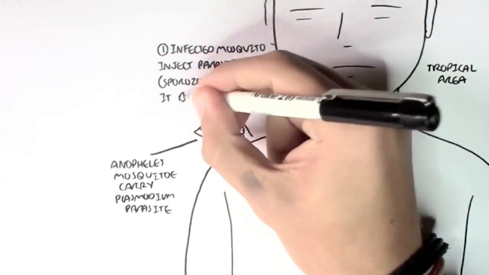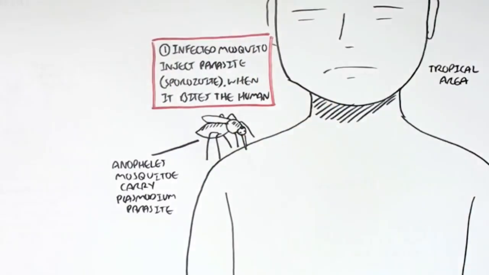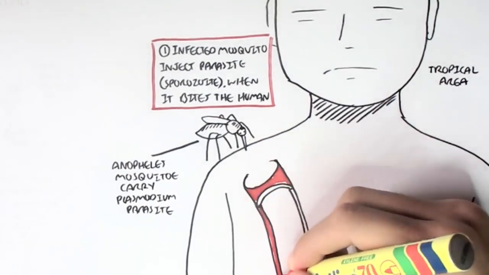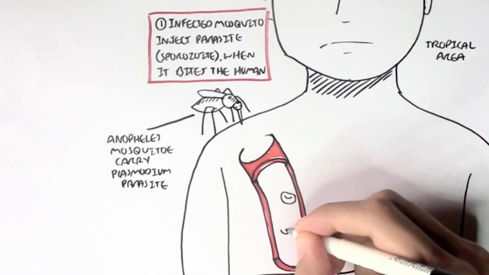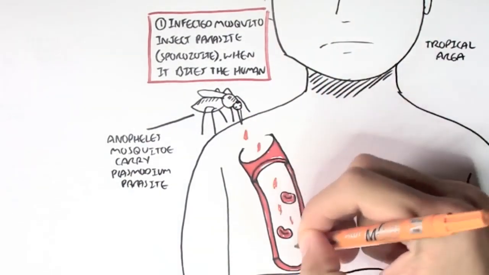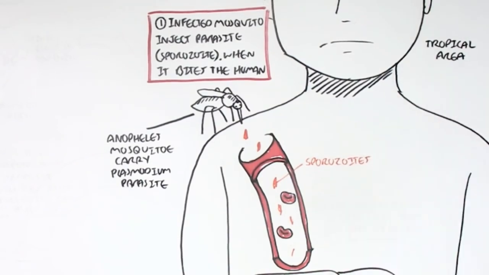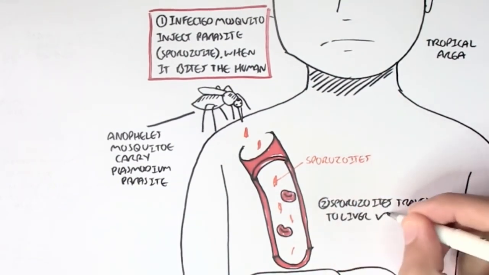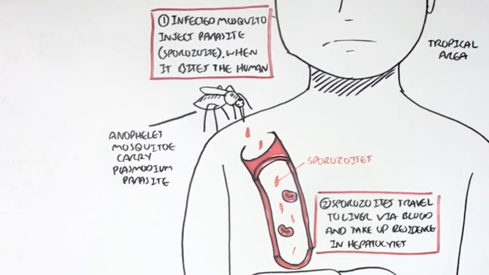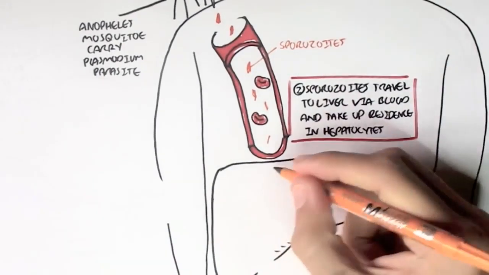So first, what happens during the life cycle is that a mosquito injects a sporozoite when it bites the human. A sporozoite is just a technical term for an immature form of the Plasmodium parasite. I'll be using some other terms, but whatever I use, they refer to the parasite itself. So the sporozoite gets injected into the bloodstream. The sporozoite travels to the liver via the blood and will take up residence in the hepatocytes, which are the liver cells.